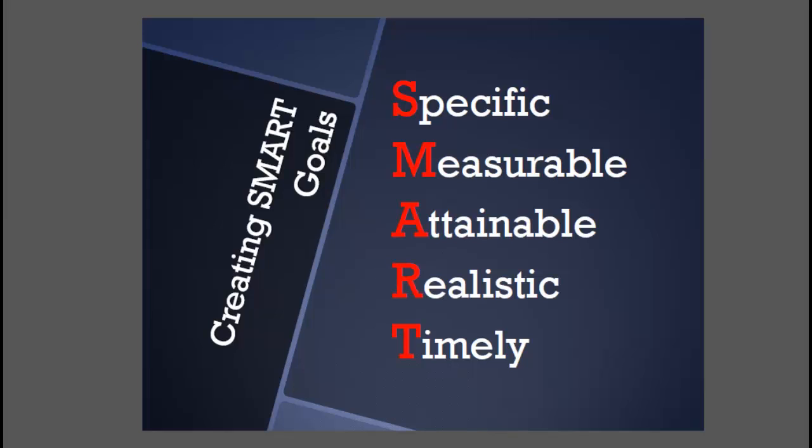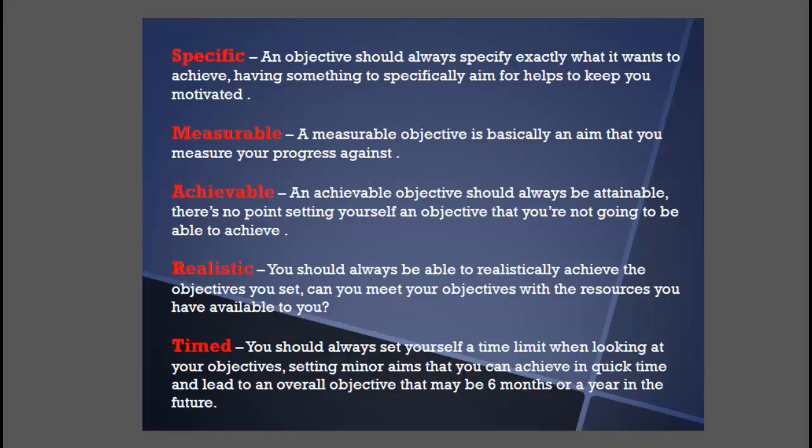When setting your SMART goals, we want to think about the word SMART. The word SMART is spelled out: S for specific, M for measurable, A for attainable, R for realistic, and T for timely. When we think of the word specific, we think about an objective should always be specified exactly what it wants to achieve, saying something to specifically aim for help to keep you motivated.